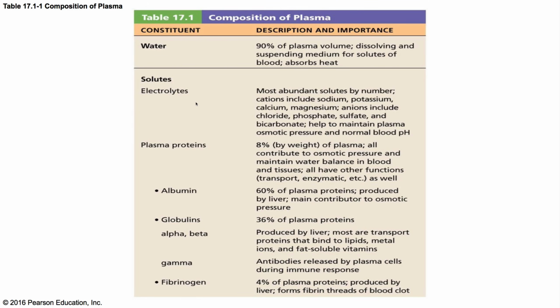Now, by far, the most abundant solutes by number are the electrolytes. We have cations and anions. The cations for these electrolytes include magnesium, calcium, sodium, and potassium. The anions include phosphate, sulfate, chloride, and bicarbonate. And they help maintain the plasma's osmotic pressure, in addition to helping maintain the proper blood pH.